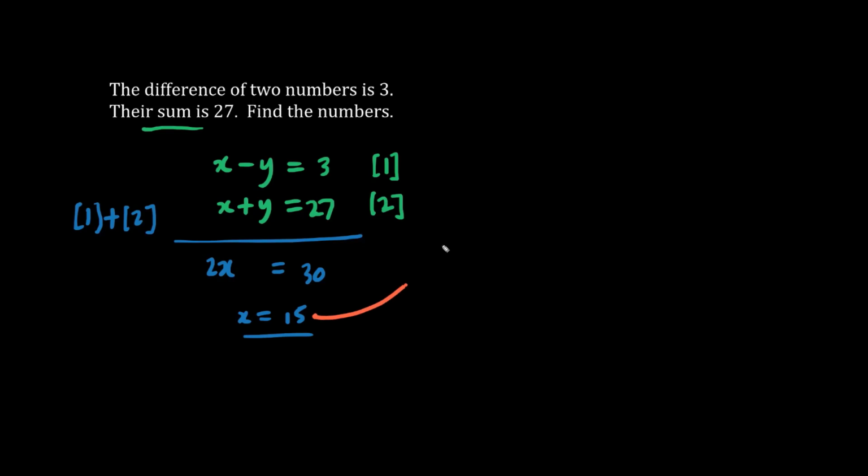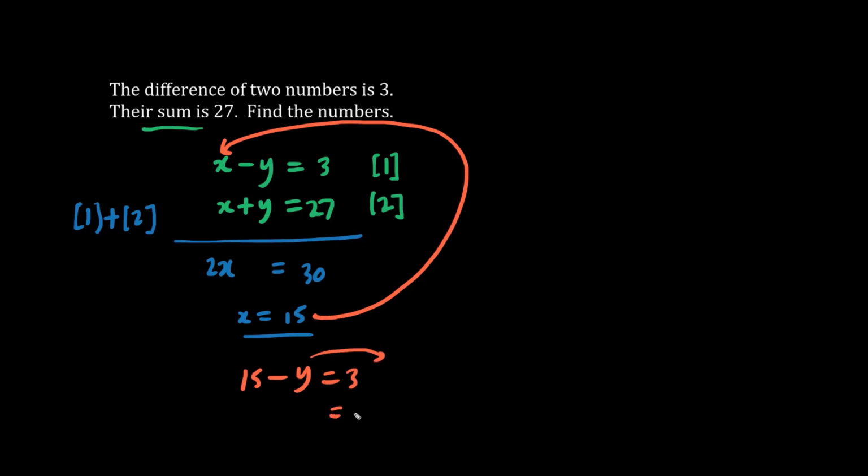Let's substitute x into equation number 1 here. 15 minus y equals 3. Thus, y equals 15 minus 3, which is 12. The smaller number is 12, and the larger number is 15.